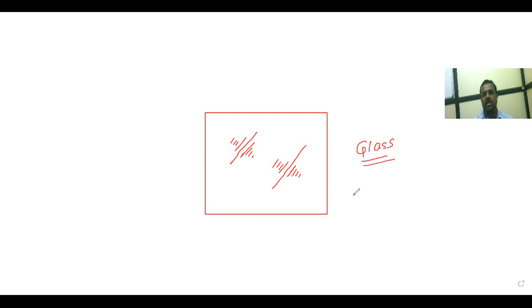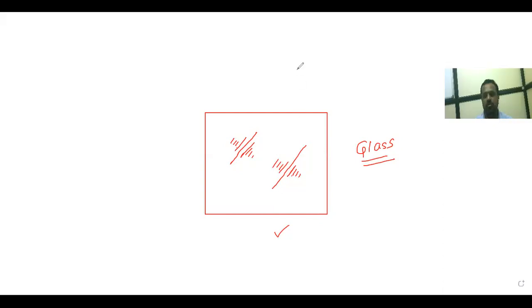Okay. That means in the drawing sheet, suppose we are using glass, during that we have to use this conventional representation. Okay, so understood how to draw the conventional representation for glass? Yes. Yes, sir.